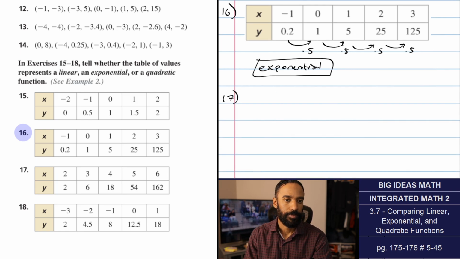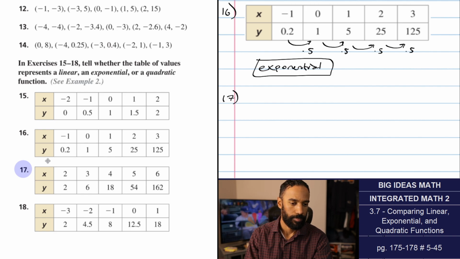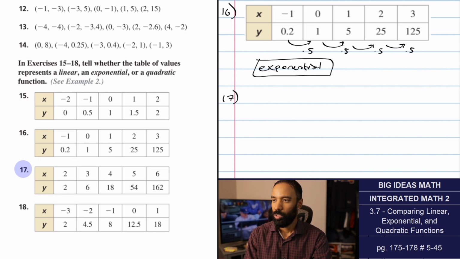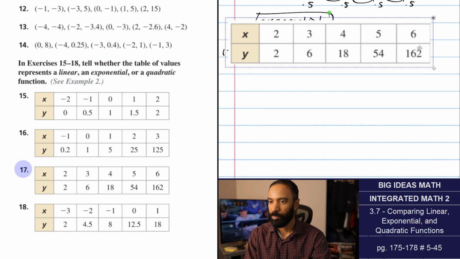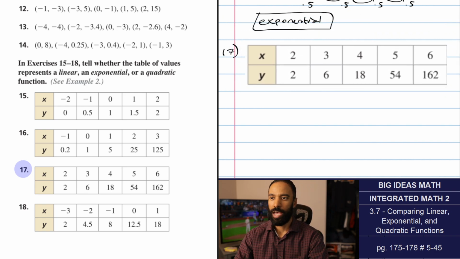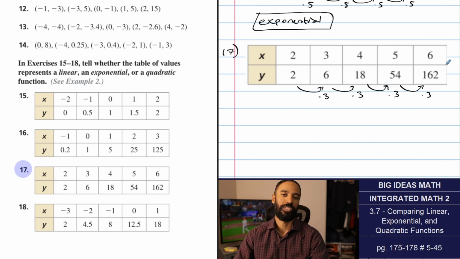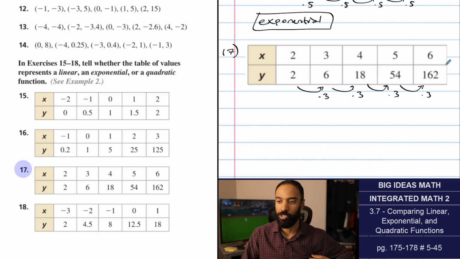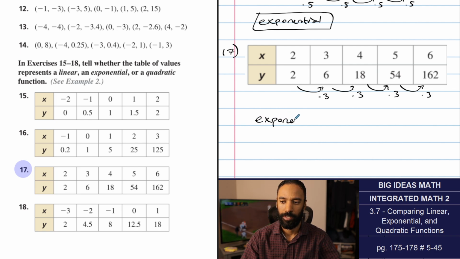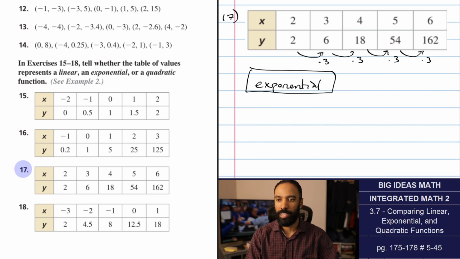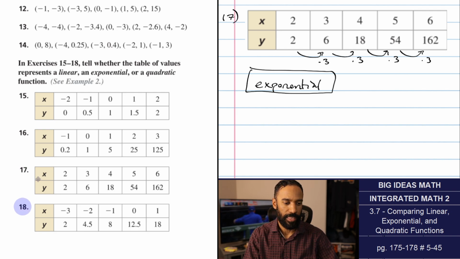Number 17. Looks like it's also exponential. Looks like I'm multiplying by 3 each time. And by the way, if you were dividing by something over and over, that would count as exponential still. Because, say, dividing by 2 is the same thing as multiplying by 1/2. So just keep that in mind. You're still multiplying by something there. This one is also exponential because of that constant rate. Exponential. And lastly, number 18, banking on quadratic, kind of hoping for one of those before we dive into writing the equations of them. But on number 18, let's see if we got exactly that.